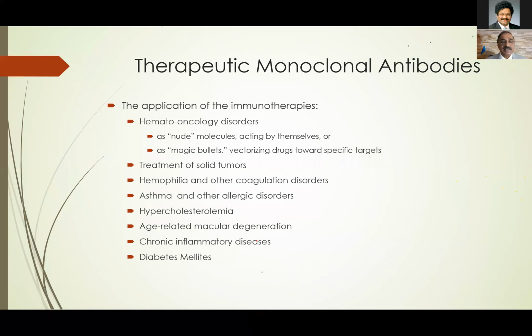Another part is asthma and other allergic disorders. You probably noticed many of the drugs recently released were asthma and allergy drugs that are effective in controlling inflammation in asthma. Not only that, we are seeing many metabolic disorders we're trying to treat, like hypercholesterolemia, and then macular degeneration, other inflammatory diseases like Crohn's disease, other GI tract conditions like ulcerative colitis, etc. Diabetes mellitus, which is a metabolic disease, is another one where we are also trying to address the specific pathways with monoclonal antibodies.